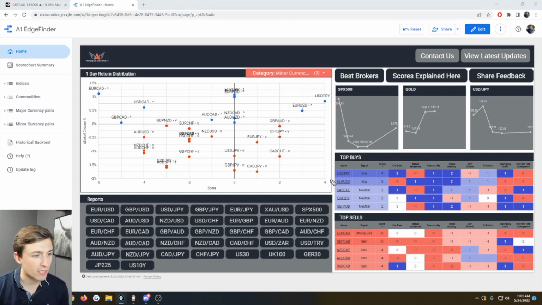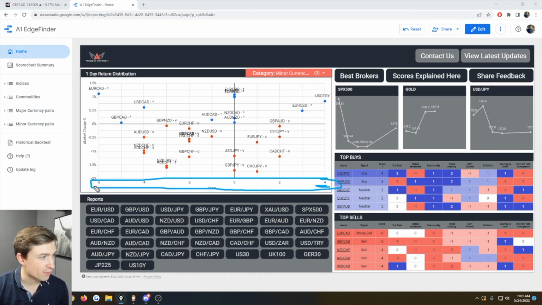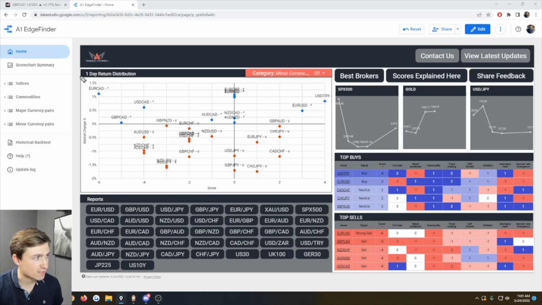Just a reminder, the bottom axis is our score, meaning if it's a higher rated buy, it's on the right. If it's a higher rated sell, it's on the left. For example, Euro CAD, we would call a strong sell right now. Now, on top of that, the y-axis on this scatter plot is going to tell you the market change. So, for example, the performance is a one-day distribution, and if we have EuroCAD up for the day, around 1%, it's going to pop up.